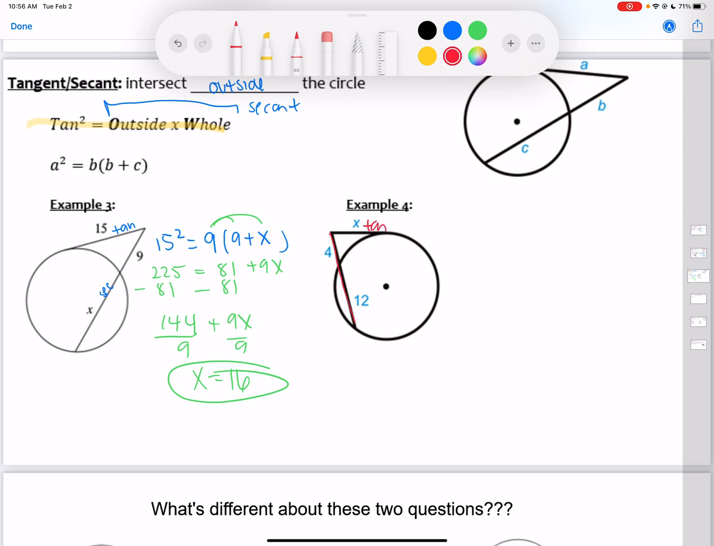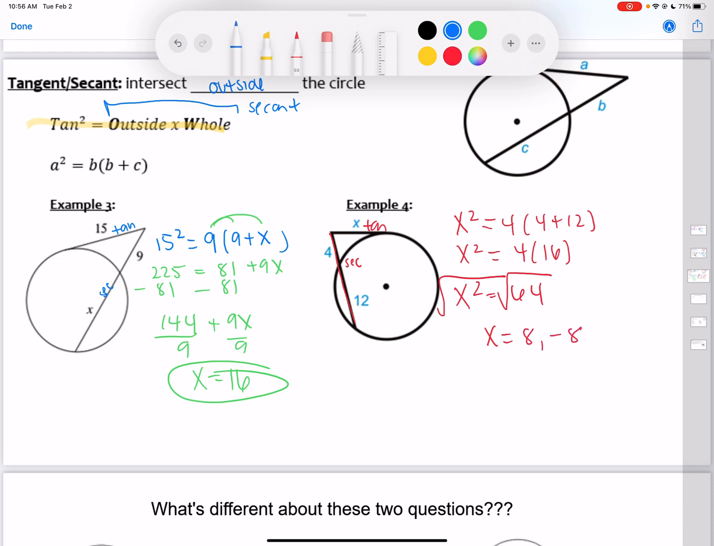This entire piece right here is my secant. So tangent squared, so x squared equals outside times whole, 4 plus 12. X squared equals, and I'm going to simplify in the parentheses first just because that's how my brain works. And then 4 times 16 is 64. X squared equals 64. Take the square root, x equals 8, or it could equal negative 8.